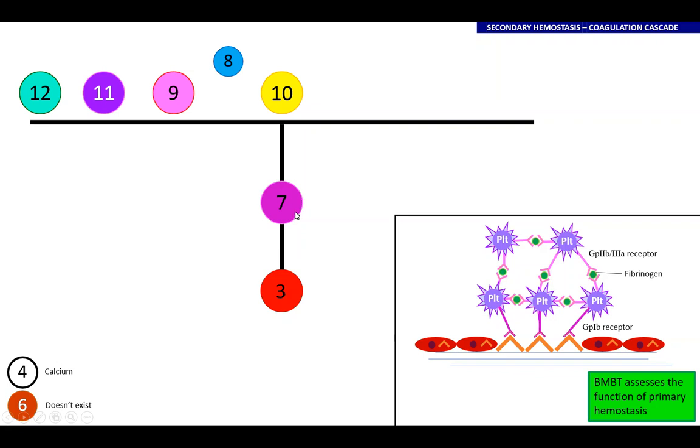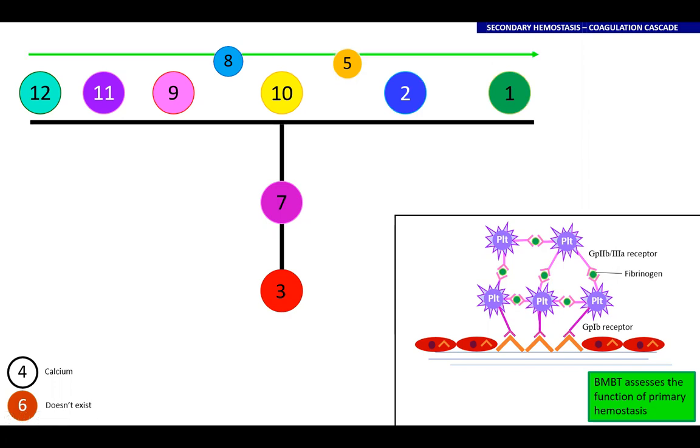7 is already here, 6 doesn't exist. So next is 5, and that's also a cofactor, so that's up here. 4 is calcium, 3 is down here, 2, 1. So that's how I remember the order of my coagulation factors.